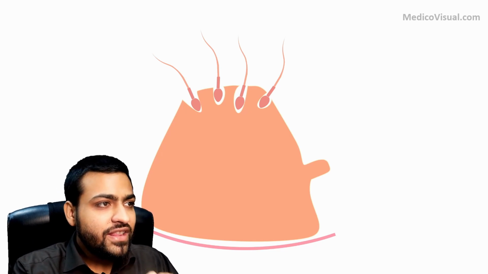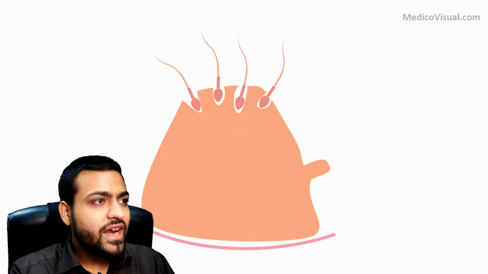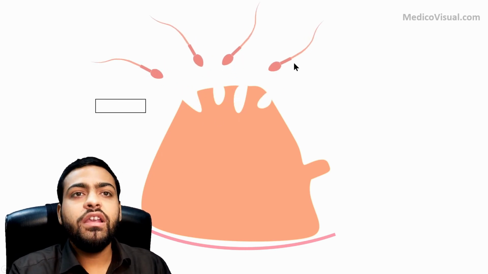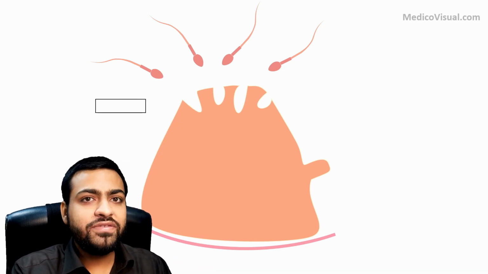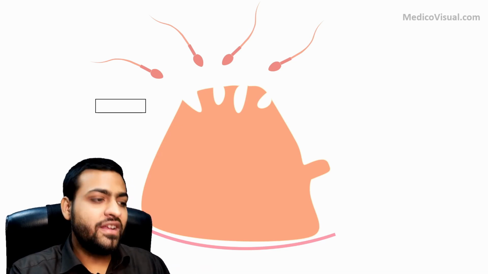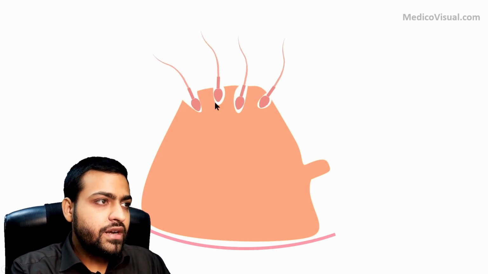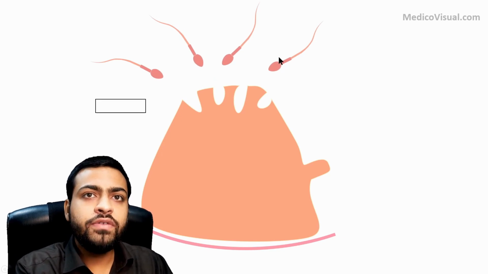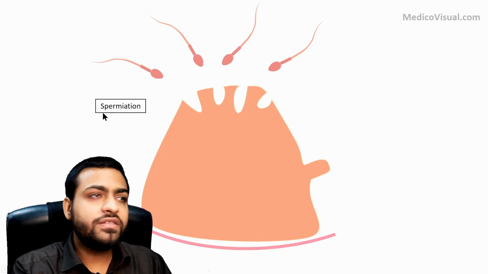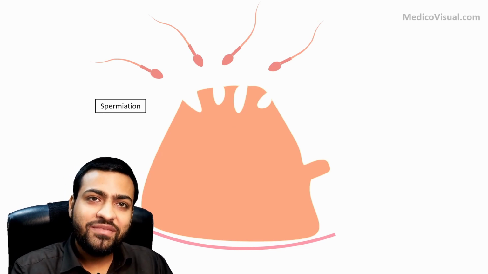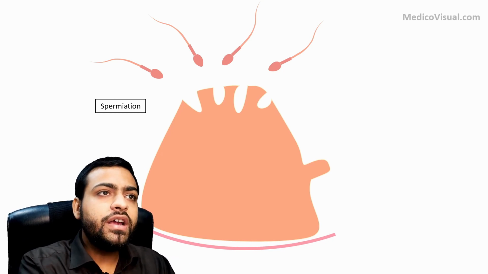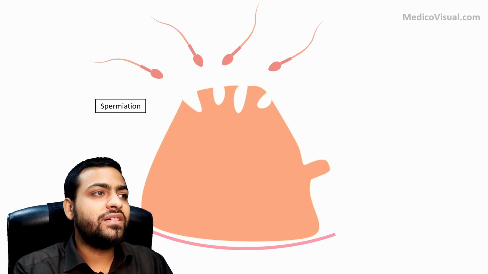And finally, when they are mature, they come out of these furrows of Sertoli cells, and they are released into the lumen of, what is this? Lumen of seminiferous tubules, right? So they were embedded into these furrows, and then they come out of these furrows and are released into lumen of seminiferous tubules, and this process is called spermiation. What is spermiation? Spermiation simply means release of spermatozoa into the lumen of seminiferous tubules, right?